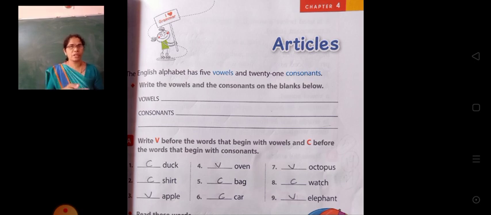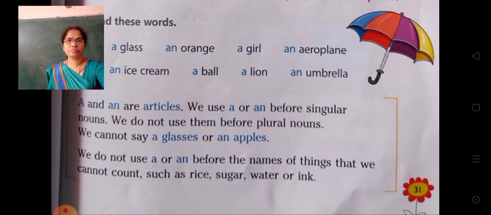Again next word, watch, W-A-T-C-H, watch. We know that W is not a vowel, it is a consonant, so we have written C here. Again elephant, the word starts with E and E is a vowel sound, so we have written here B. See some more examples. See some words: a glass, an orange, a girl, an aeroplane, an ice cream, a ball, a lion, an umbrella.